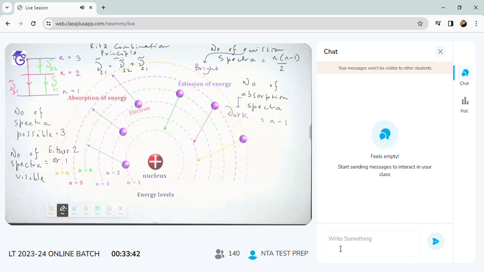Why am I saying so? Because when the electron makes a direct jump from 3 to 1, if the electron is directly jumping, then the step jump will not be visible. Vice versa, if the step jumps are visible, the direct jump will not be visible. So the answer will be either 2 or 1.